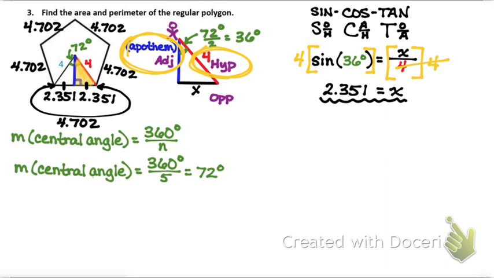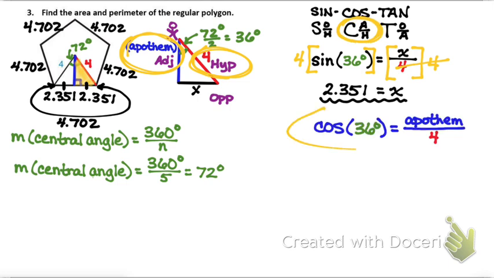We don't want to use the value that we just found. We always want to use the original work. So adjacent side and hypotenuse means we are going to be using cosine this time. So I've gone ahead and set up that cosine equation right down here. Cosine of the angle where we're standing, 36 degrees, is equal to the adjacent side, which is my apothem, divided by the hypotenuse, which is that radius of 4.